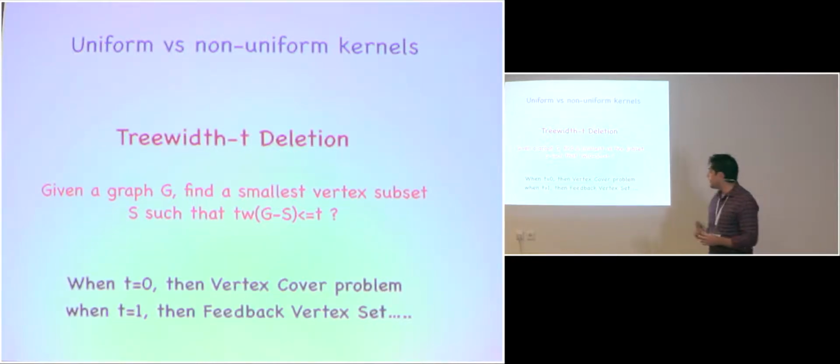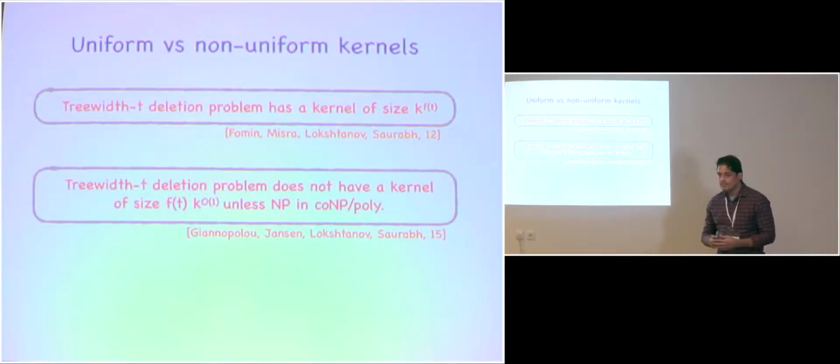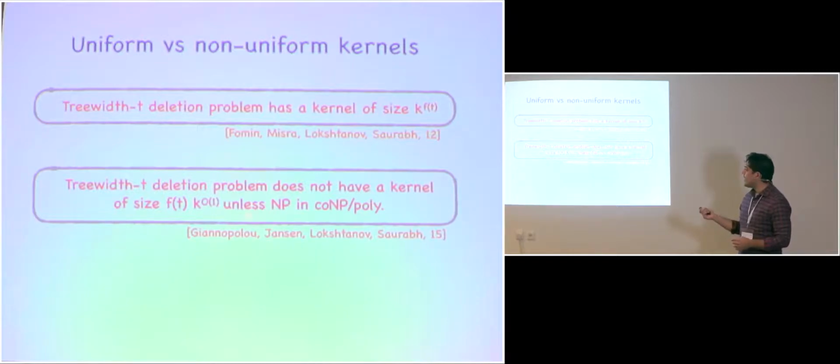Now, why am I bringing up this problem? It is known that this problem has a kernel of size k to the f of t, where t is the treewidth of the final graph you're aiming for. And when you have a kernel of this size, the next question is, does the exponent of k have to depend on t? Can it be removed from the exponent, and can the dependence be in front of k with the exponent being independent of t? It turns out that it is very unlikely that such a kernel exists.